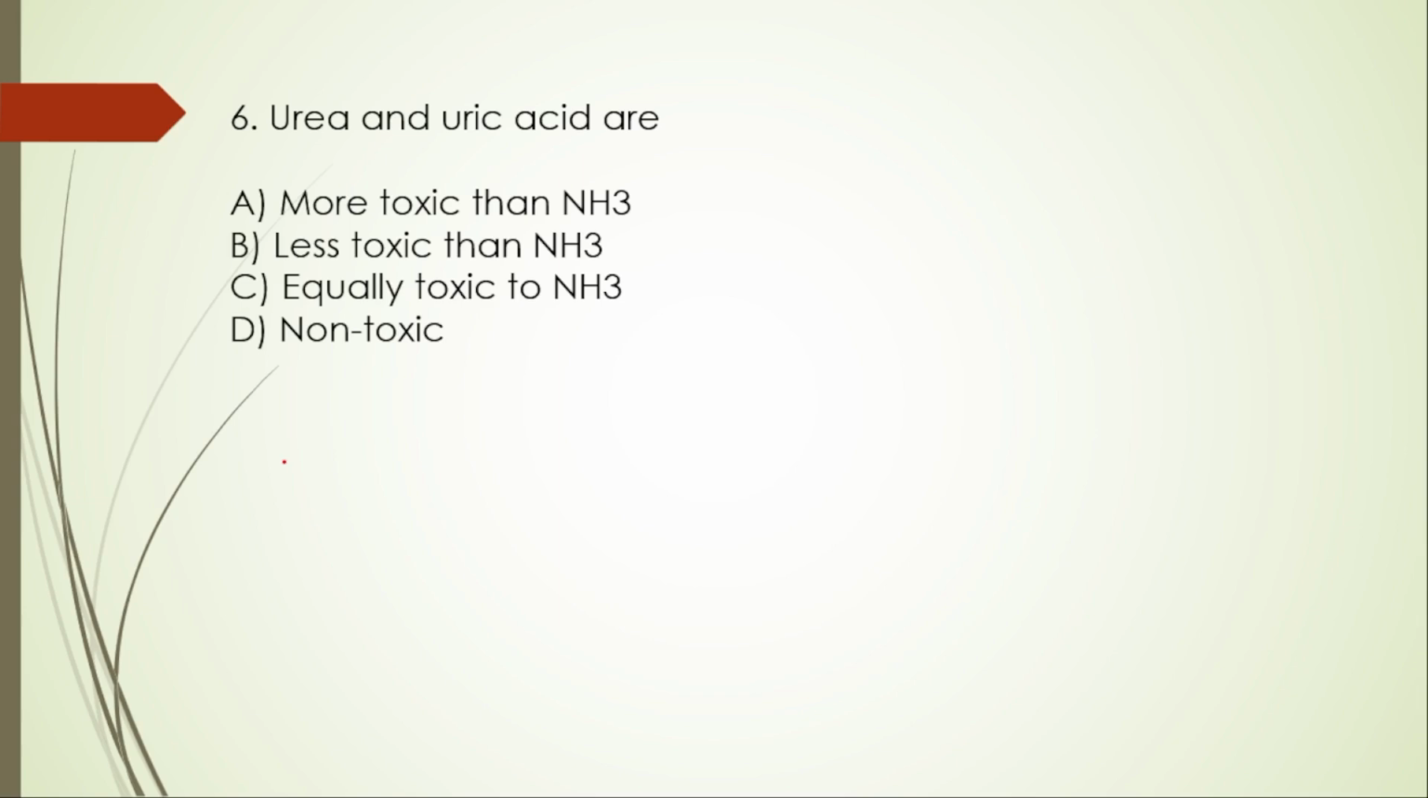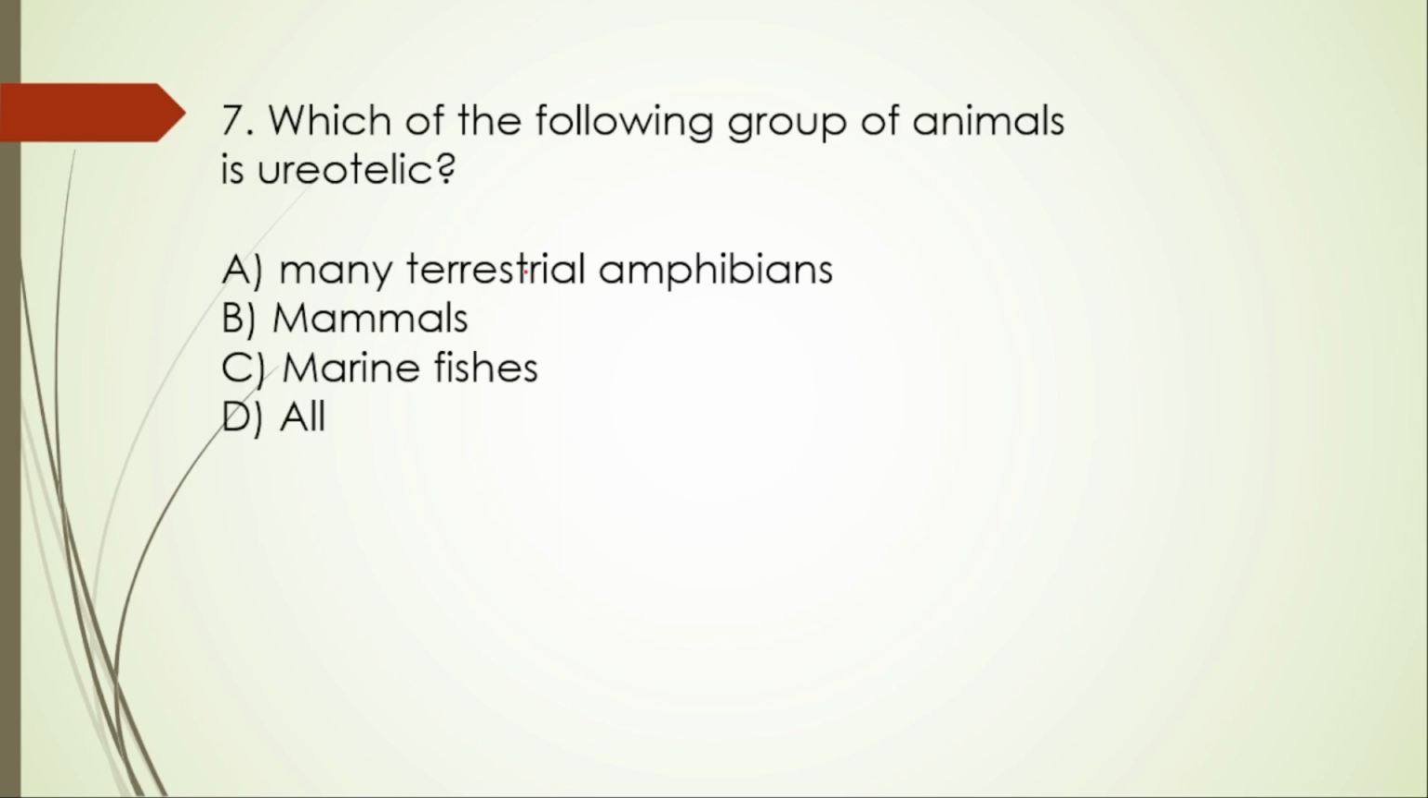Next question, question number 6. Urea and uric acid are: more toxic than ammonia, less toxic than ammonia, equally toxic to ammonia, and non-toxic. So here the right option is option B, they are less toxic than ammonia. Seventh question, question number 7. Which of the following groups of animals is ureotelic?